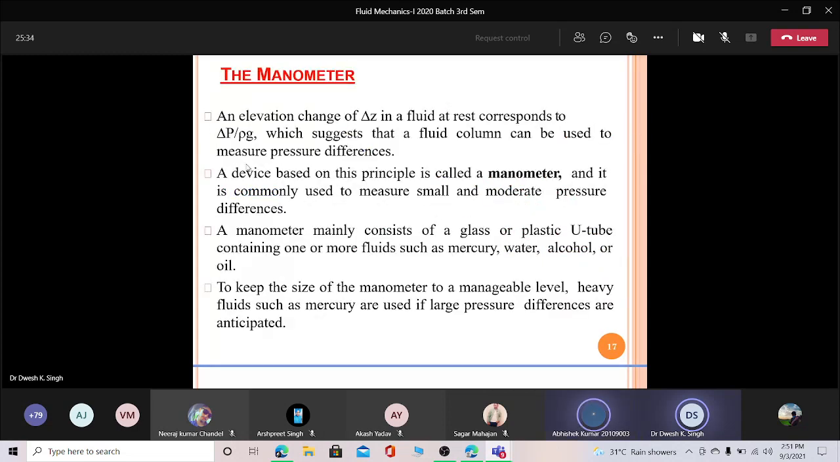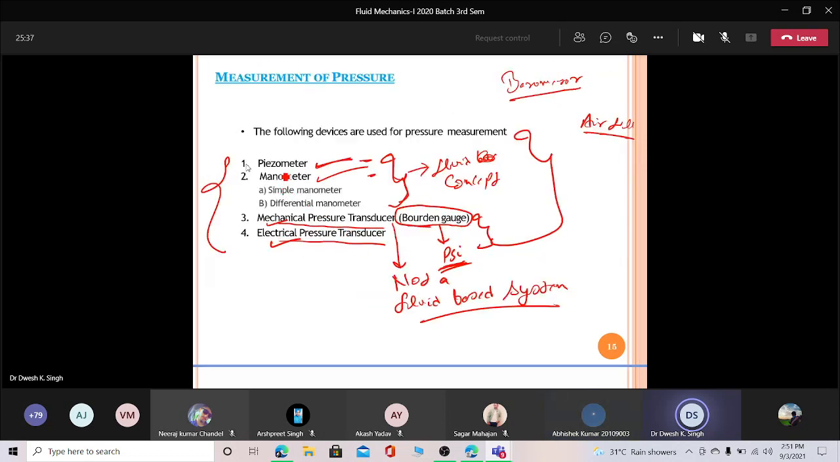Now comes another, as we have seen here, after the piezometer.